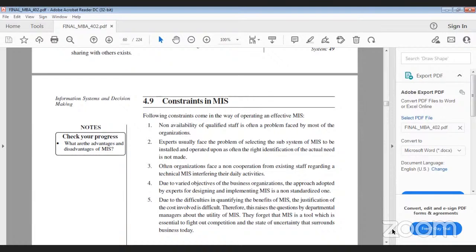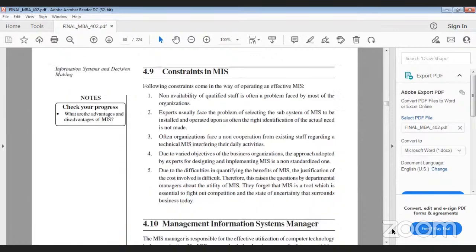The approach adopted by experts for designing and implementing MIS is a non-standardized one due to the difficulties in quantifying the benefits of MIS. The justification of the cost involved is difficult, therefore this raises questions by department managers about the ability of MIS. Forget that MIS is a tool to find out competition and the state of uncertainty that surrounds business growth.